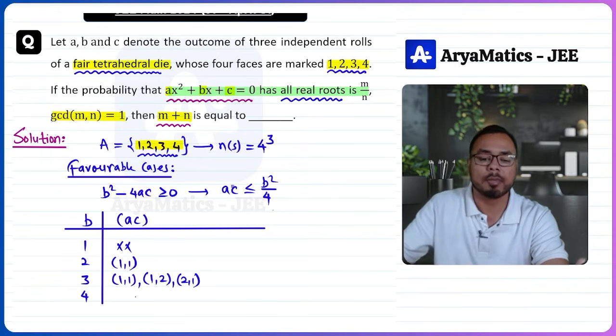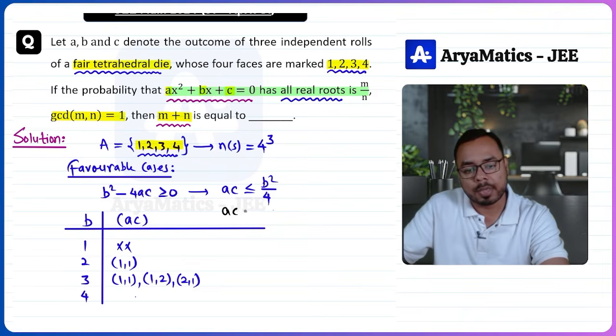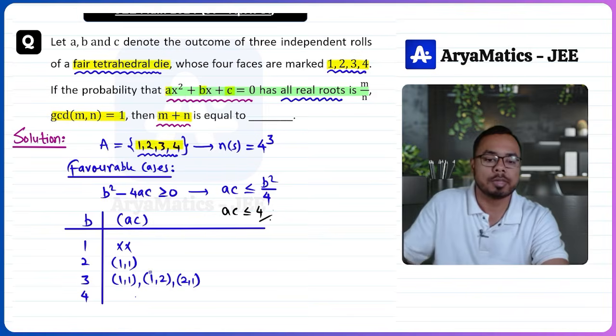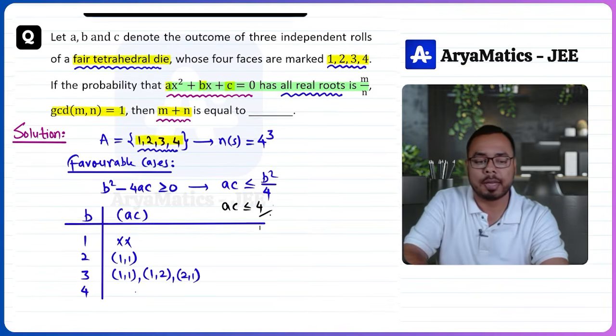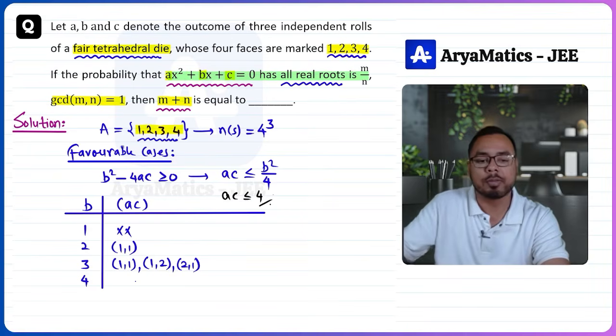We cannot make 1, 3 because in that case, AC will become more than 2.25. And finally, the last case: if B is 4, then if I substitute that value here, A into C should be less than or equal to 4. And now we have to see in how many different ways we can select A and C so that this will be less than or equal to 4.